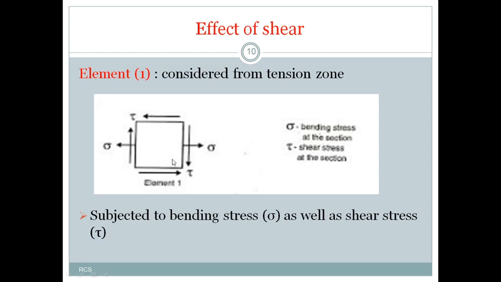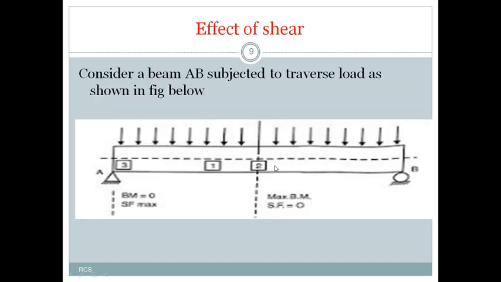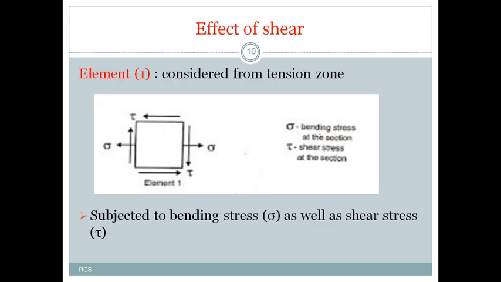It is located somewhere in between the middle of the beam and the support of the beam. As here, see, it is zero shear force, here maximum shear force, zero bending moment, maximum bending moment. As we are considering this element here, that means we will get some value for bending moment and some value for the shear force at this particular section. So here the bending stresses exist at the section and shear stresses also exist at that section.